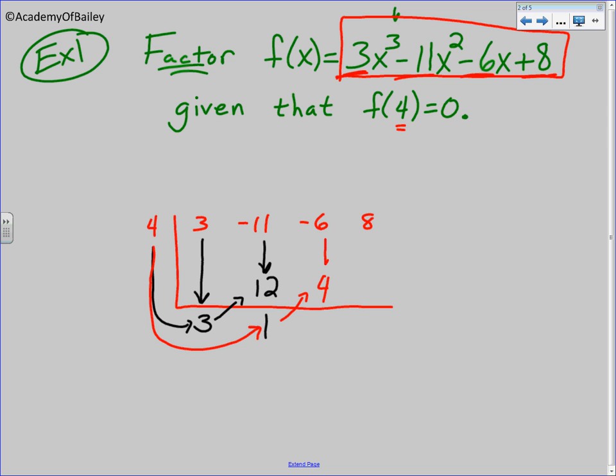And now add negative 6 plus 4, which should be negative 2. Next step, go back to the 4, multiply it by negative 2, and that should give us negative 8. 8 plus negative 8 should be 0, which is what we're looking for. It said that f of 4 is equal to 0, which meant that 4 should be a solution. Therefore, there should not be a remainder. And we do not have a remainder here because there's a 0 there.